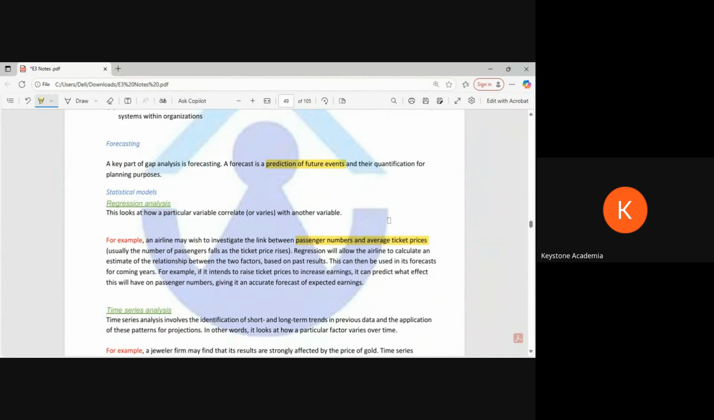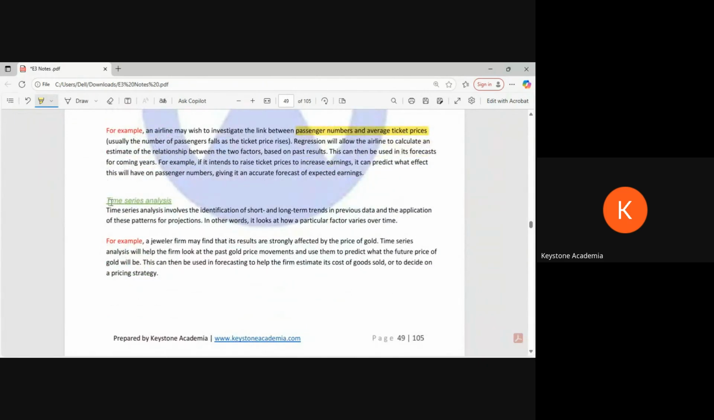but that might not be true, or it might be true only on certain routes. On other routes, it may be more about the timings. If it's especially a domestic flight, the timing matters. What other things can be done is time series analysis. It involves the identification of short and long-term trends in previous data and the application of those patterns for projections. In other words, it looks at how a particular factor varies over time.